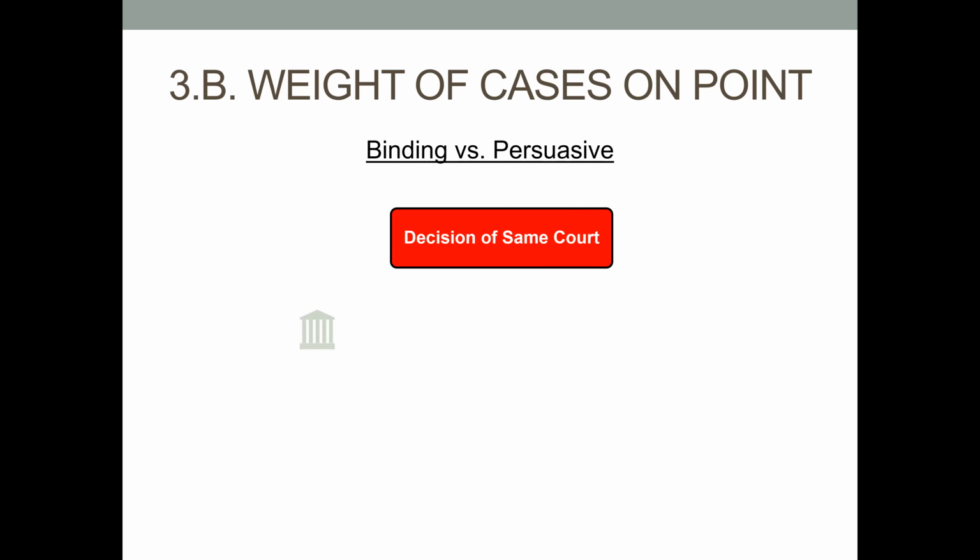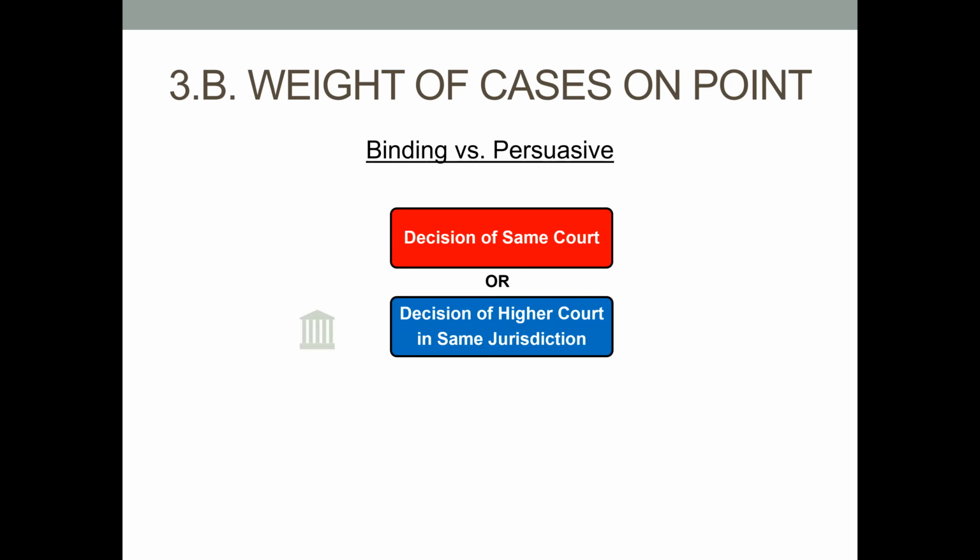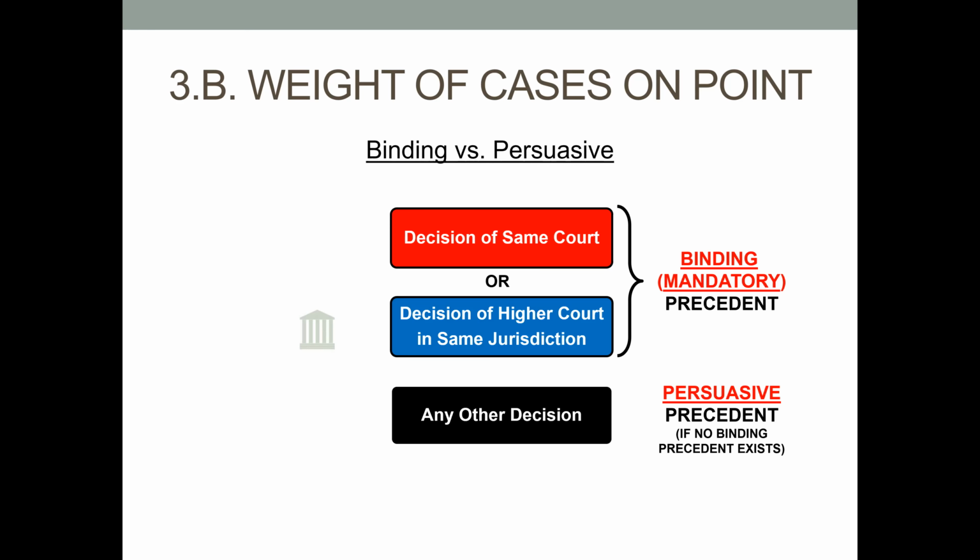So if you have a court opinion that is on point and it is a decision issued by the same court that your client is currently in or potentially could be in, or if it's a decision by a higher court in the same jurisdiction as your client's current or potential court, then that precedent will be binding or mandatory. Again, assuming it's on point. Any other decision would be merely persuasive precedent that the court would be free to follow or not to follow if there is no binding precedent that the court would be required to follow.